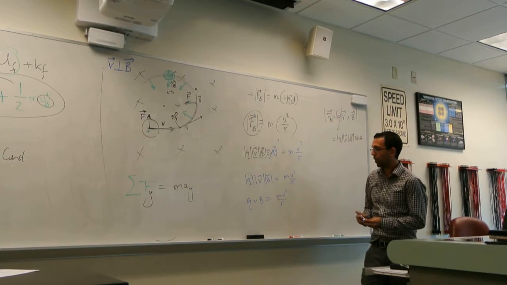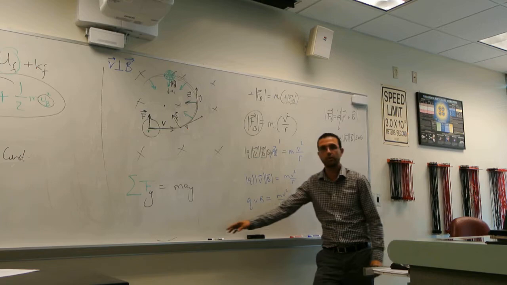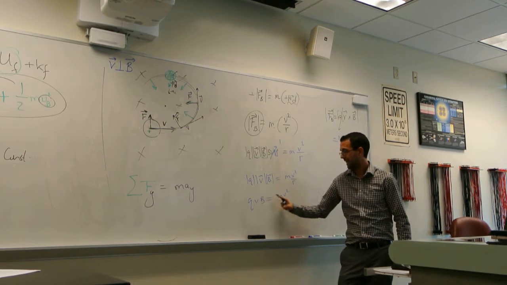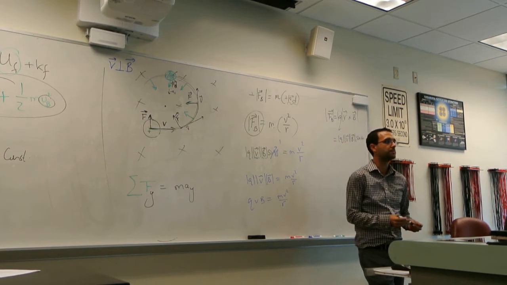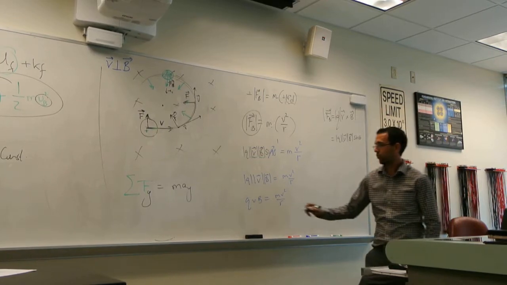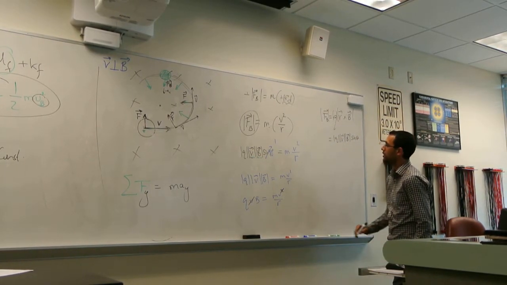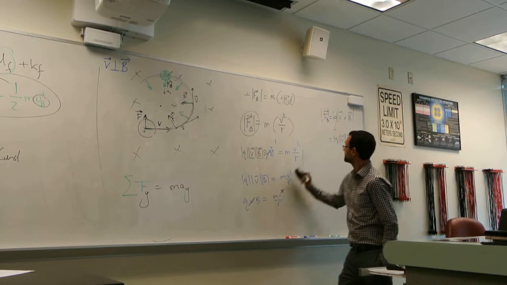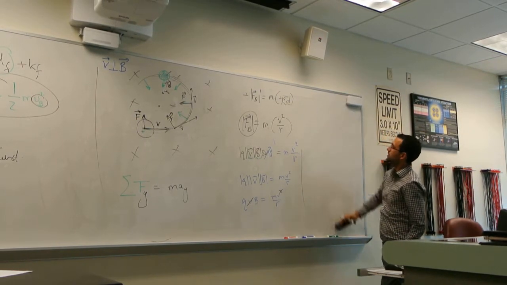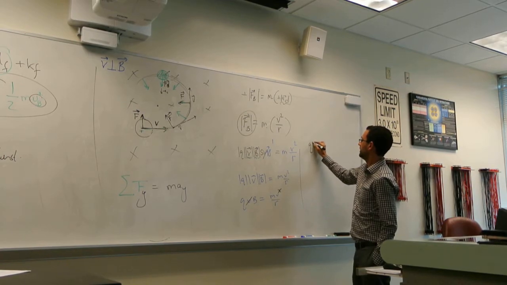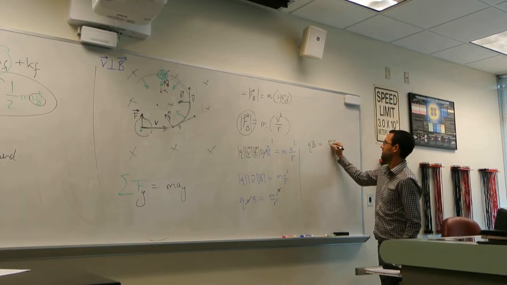Okay, so now, one of those v's cancels. Does everybody agree that I have a v here and I have a v squared here? What's going to happen? One of these v's is going to cancel with one of these guys. So now I'm left with the following: qB is equal to mv over r.